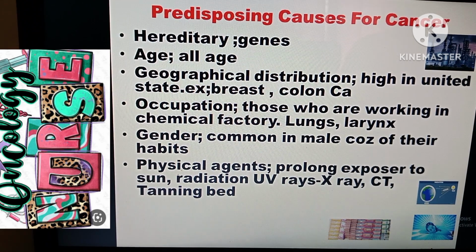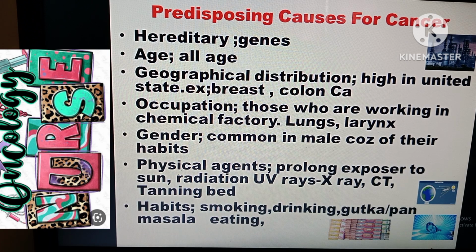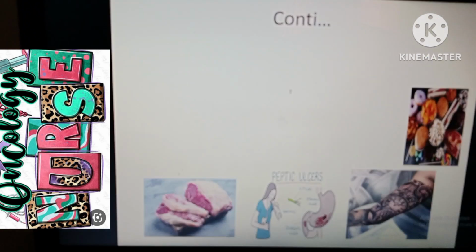So what is a tanning bed? A tanning bed is indoor tanning, used especially by people leading a sedentary life and not exposed to the sun. They will go to a spa, gym, or hi-fi hotels, and artificially expose themselves to the tanning bed. It does the same as what the sun does, but it's not at all good. That will also lead to skin cancer. Habits: smoking, drinking, gutka eating, pan masala eating. All of this will lead to cancer.